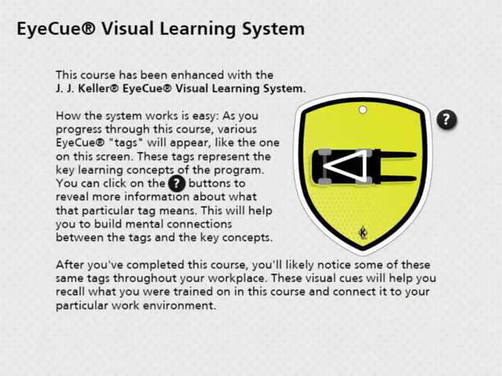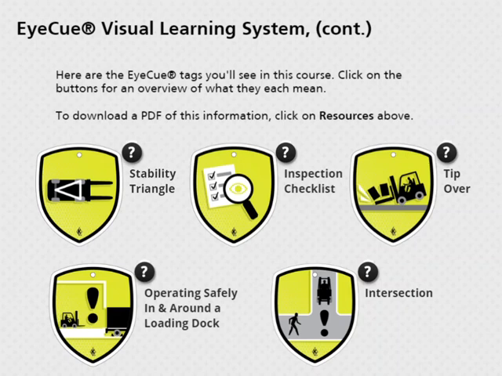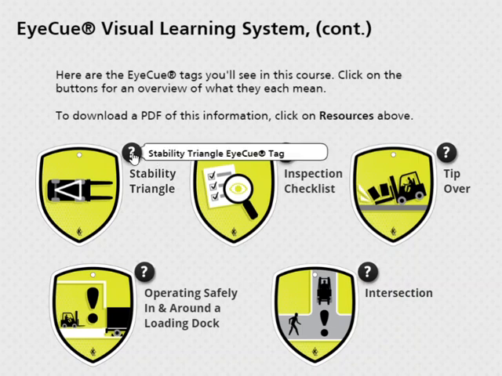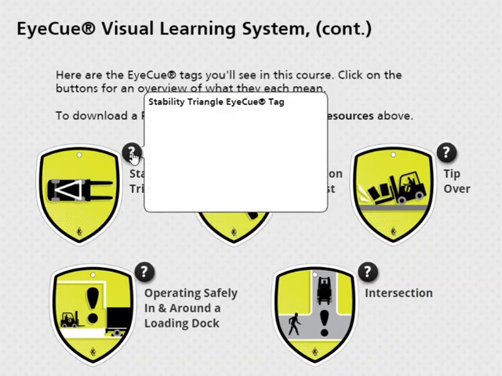After you've completed this course, you'll likely notice some of these tags throughout your workplace. These visual cues will help you recall what you were trained on in this course and connect it to your particular work environment. Here are the IQ tags you'll see in this course. Click on the buttons for an overview of what they each mean. To download a PDF of this information, click on Resources above.